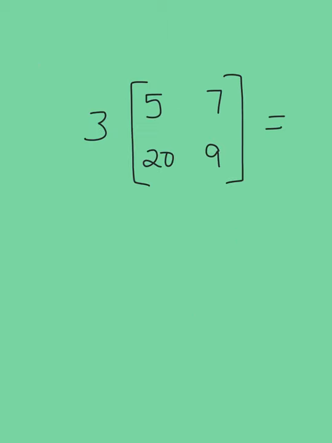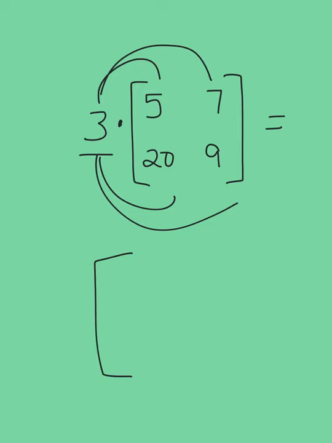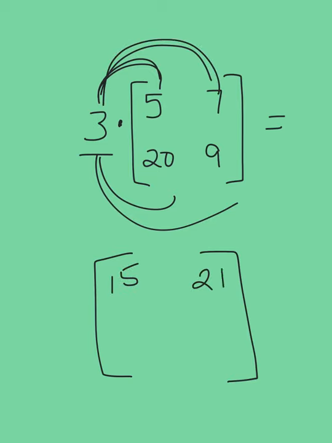Okay, the last thing that you need to be able to do is multiply. So multiplying matrices looks like this. So you'd multiply whatever's on the outside by the inside. So you'll do that 4 times and you'll have a 2 by 2 matrix when you're done. So first you'll do 3 times 5, 15. 3 times 7, 21. 3 times 20, 60. And 3 times 9, 27. And that's your answer for that one.